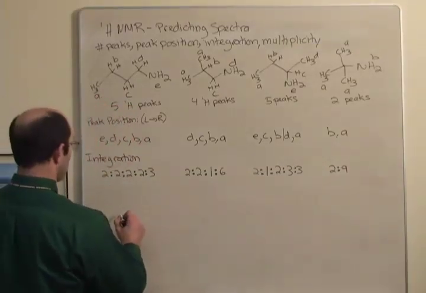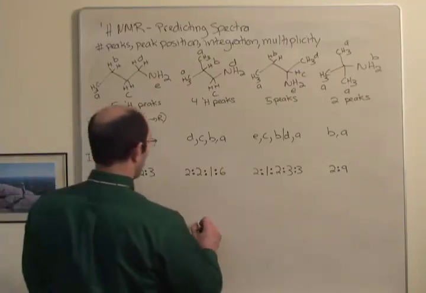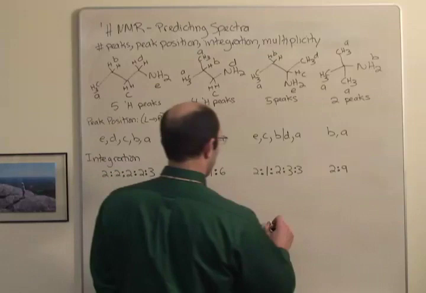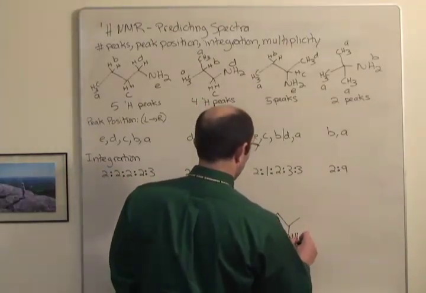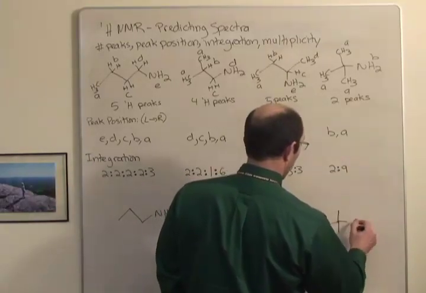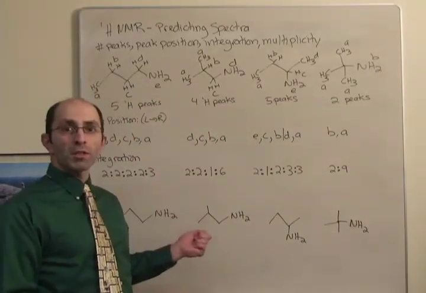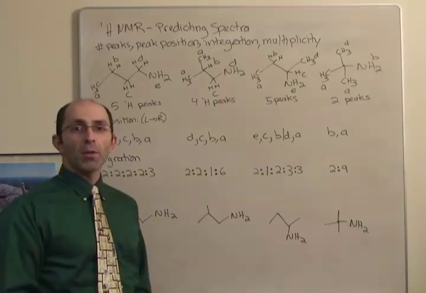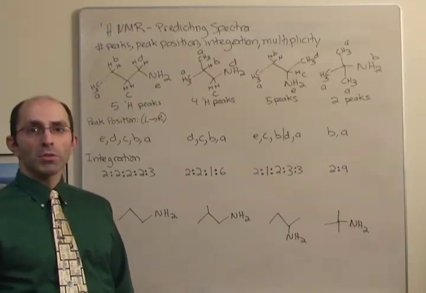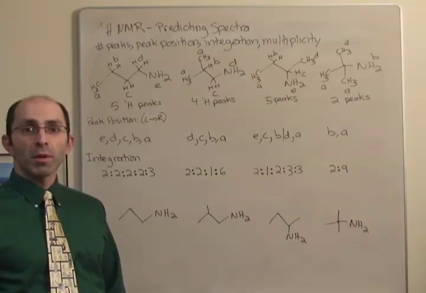So let me just redraw these structures again, and then we'll put the multiplicity right on the structures. And again, we're looking at the protons that we're interested in and how many protons on neighboring carbons. A key point here is that when you have protons on nitrogens or oxygens, those protons do not split protons on carbon. Only protons on other carbons will participate in splitting.